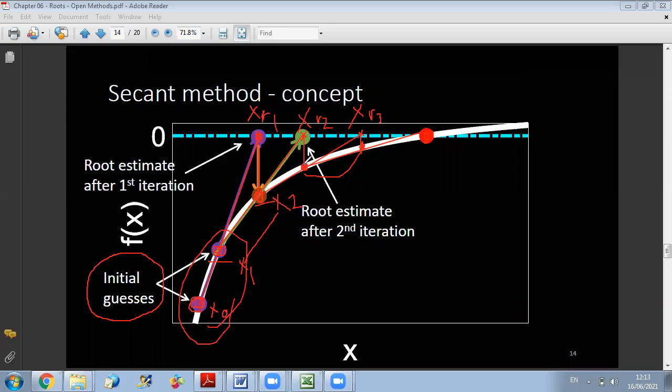How do you calculate the approximate error? When you calculate x2, you compare it with x1, and this will be your approximate error. When you calculate x3, the second estimate of the root, then you compare it with x2. The approximate error will be by comparing a new point with respect to the old point just before. Okay?